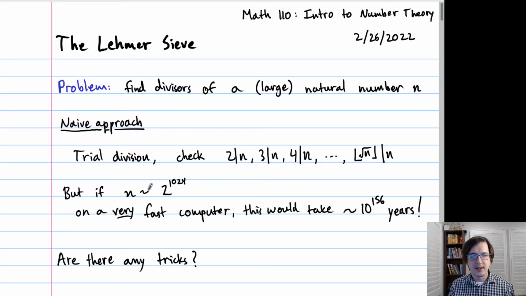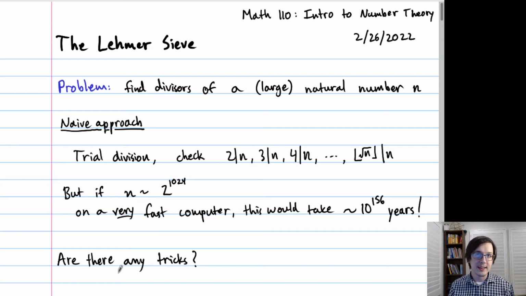So let's say that we have a large number, like 2 to the 1024. Well, this would be very slow, and it would take about 10 to the 156 years on a very fast computer. I was assuming that it runs at like 3 gigahertz and is able to do a full division of these gigantic numbers every 10 clock cycles, which is kind of unbelievably fast.